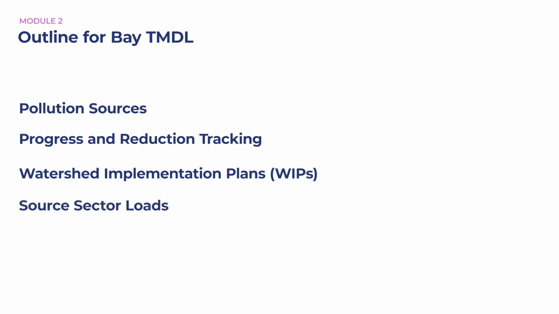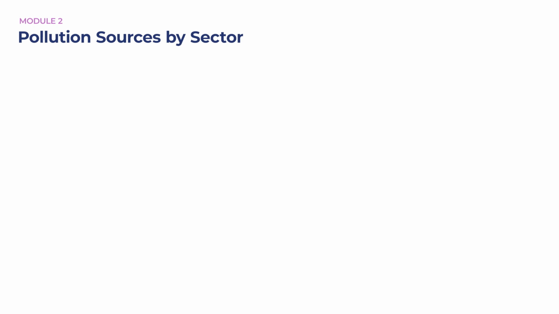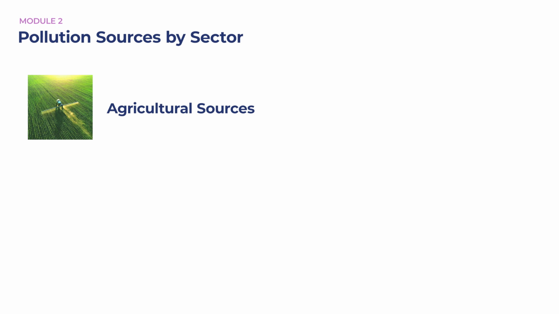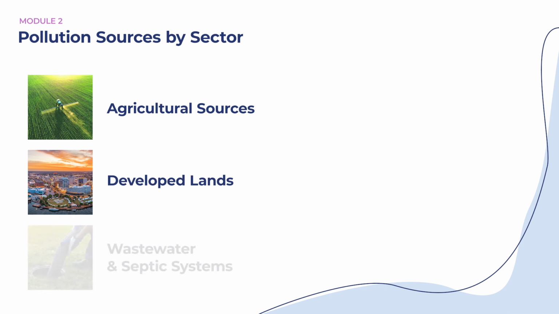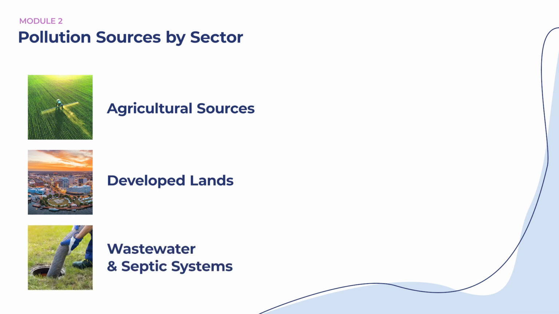Pollution comes from various sources across the landscape, and these sources are typically divided into sectors. In the Bay watershed, excess nitrogen, phosphorus, and sediment mostly come from the agriculture sector. Think of runoff from farm fields and animal manure. They also come from the developed sector, or urbanized areas with a lot of impervious surfaces such as roads, sidewalks, parking lots, houses, and buildings. Another source is the wastewater sector, including wastewater treatment plants and septic systems.